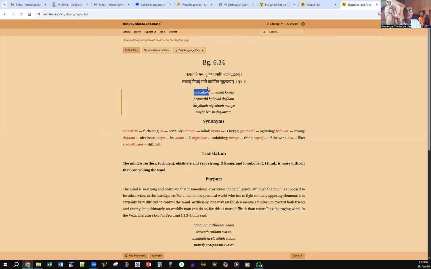So these four things we have to avoid. Now, this is represented by mind here. So Arjun says, tasya aham, so that mind, aham nigraham. Nigraham means to stop, to control. That sort of mind, manye, I consider that, vayor iva sudushkaram. Vayu means wind. Can anyone control the wind? The strong wind is blowing you. You come in front of the wind and say, wind, stop. Can you stop the wind?